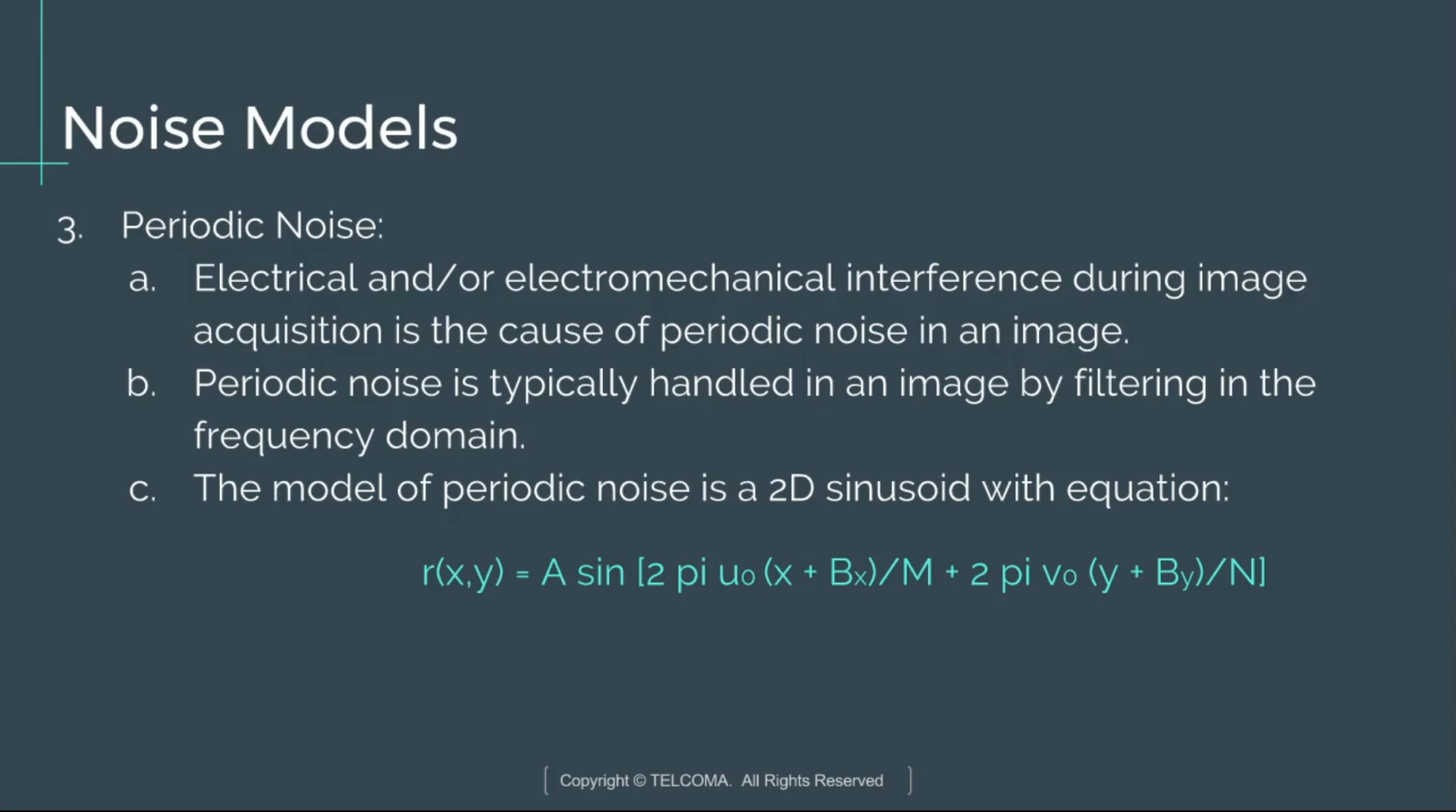Next is periodic noise. Periodic noise in an image arises typically from electrical or electromechanical interference during image acquisition. Periodic noise is typically handled in an image by filtering in the frequency domain. The model of periodic noise is a 2D sinusoid with the equation shown below.